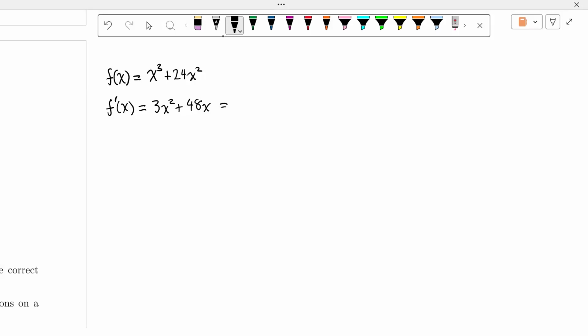Do you know 48 is divisible by 3? It is. It's x plus what? 16 right there.